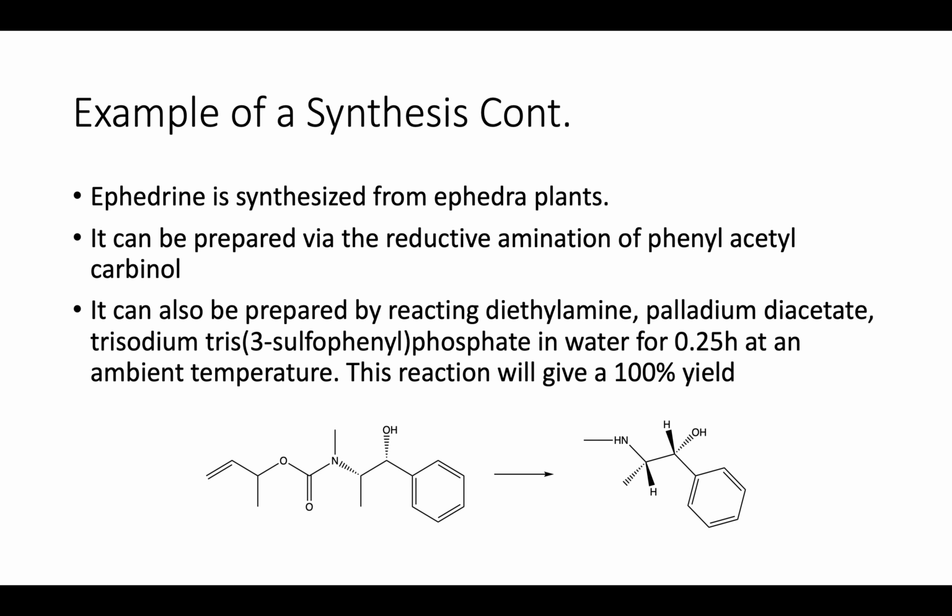Another example is ephedrine. It is synthesized, like I said before, from the ephedra plant. It can be prepared via the reductive amination of phenylacetyl-carbinol, but can also be prepared by reacting diethylamine, palladium diacetate, trisodium tri-3-sulfophenyl phosphate in water for 25 minutes at an ambient temperature. And the greatest part about this reaction is it can give you 100% yield.